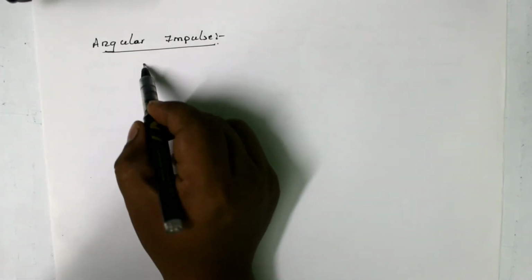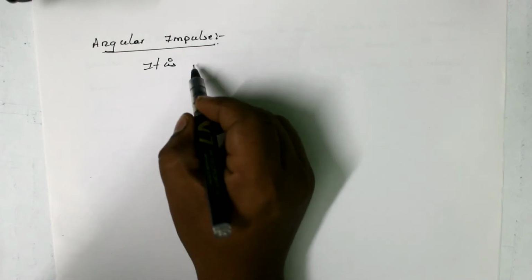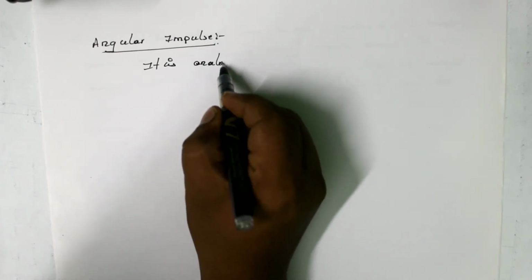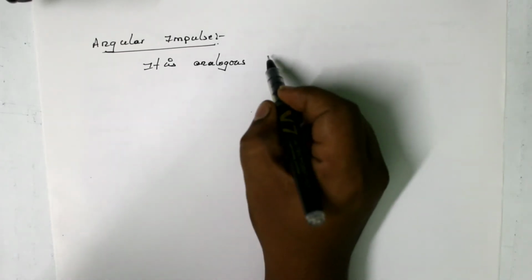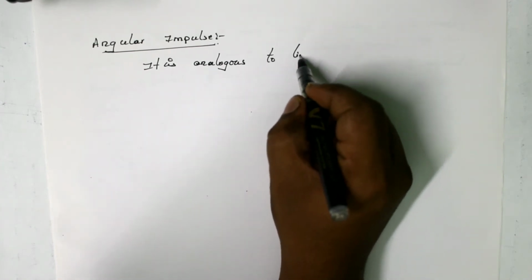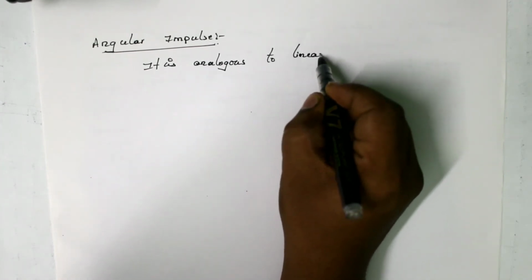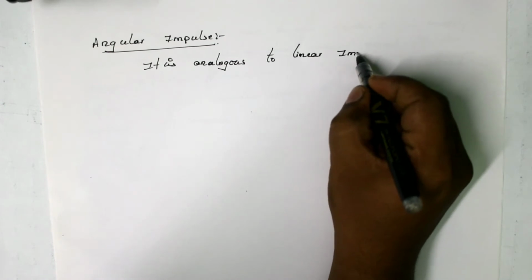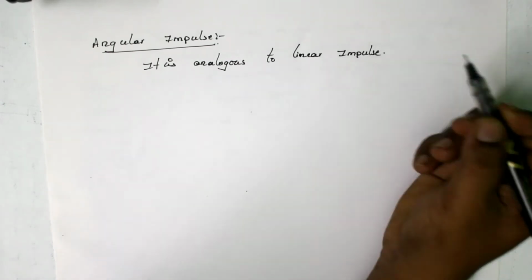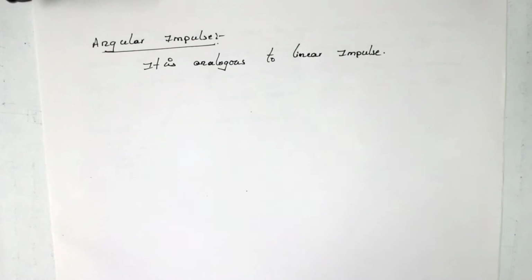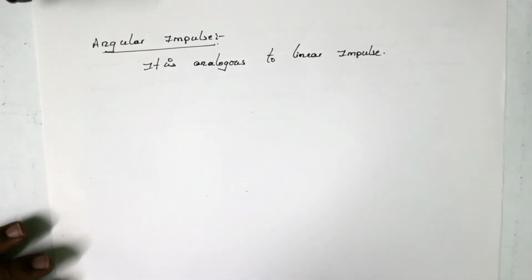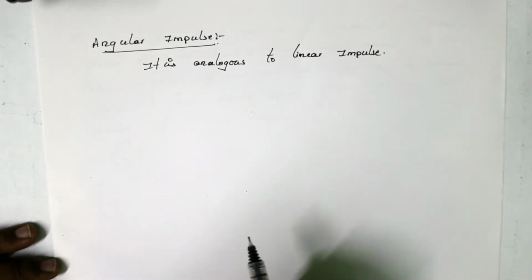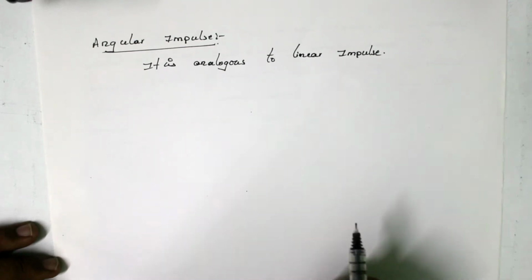Dear students, now let us see the concept of angular impulse. This angular impulse is analogous to linear impulse. So what is meant by linear impulse? Impulse in the case of a straight line motion is called linear impulse, which we have already discussed previously. Let us try to revise this one again.